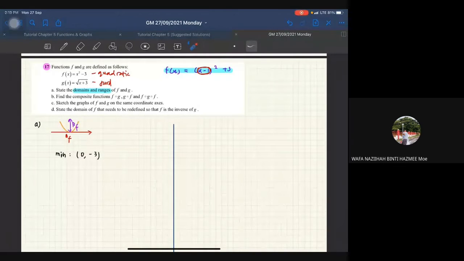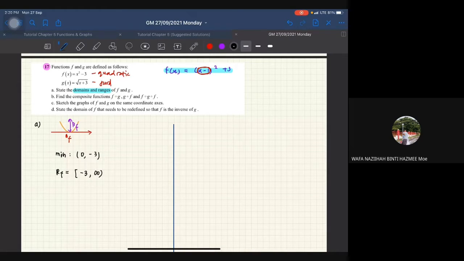Okay, so that is our minimum point. Alright, so once we have the minimum point, we can find our range actually. Okay, so we know our range will start from our minimum point up until positive infinity. So for the range, it is the y interval. So you put in the y coordinate of your lowest point, which is negative 3, and then up to positive infinity.